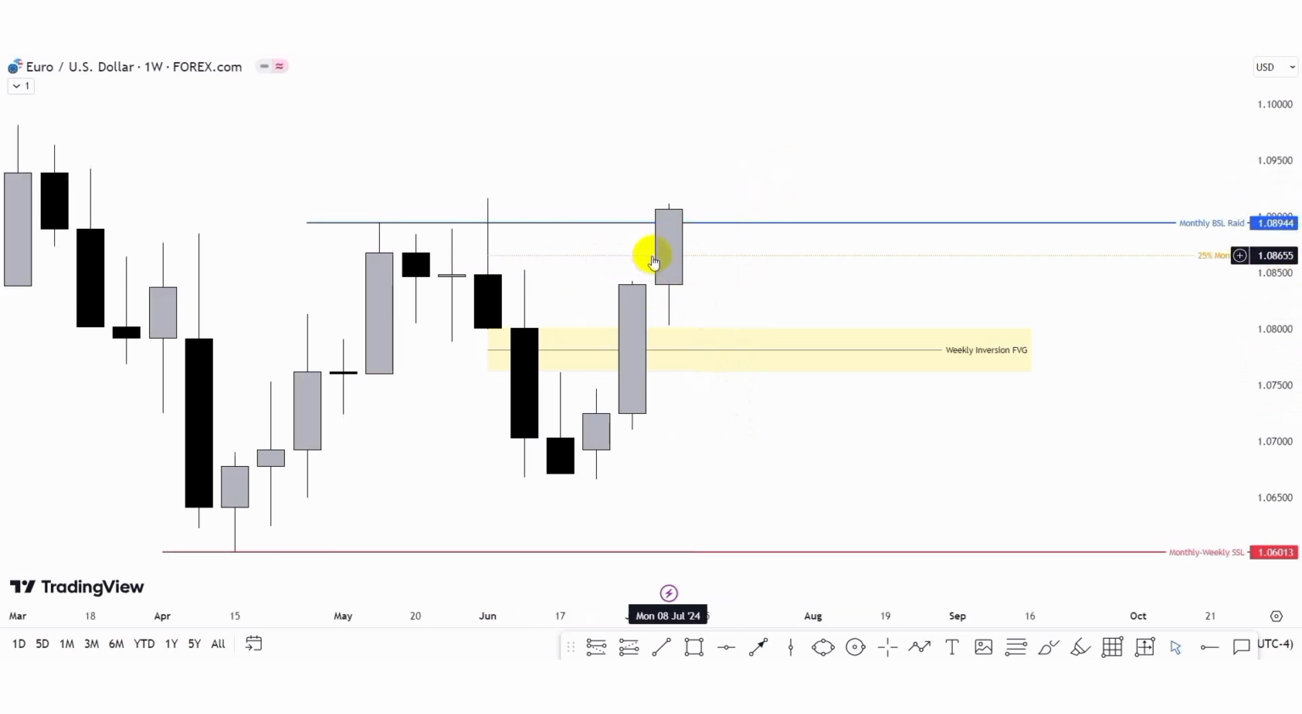Then you can see we had that rejection to the downside because you can see this weak movement to the downside. The price did not mitigate the weekly inversion fair value gap zone, and then you can see we have a projection of price to the upside.